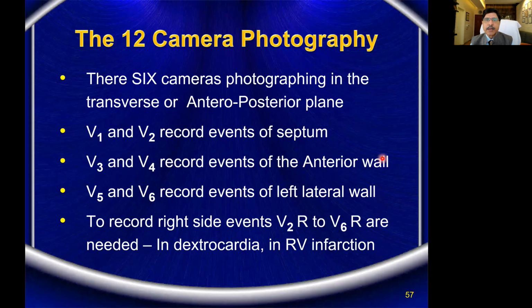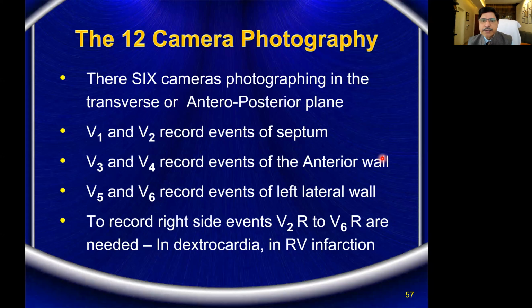So 6 cameras are photographing the transverse or the anterior posterior plane. This is called the transverse plane. This is called the frontal or the horizontal plane. In the anterior posterior plane, V1 and V2 record the septal events. V3, V4 record the anterior wall events. V5, V6 record the lateral wall events.